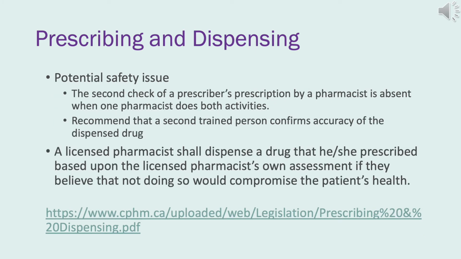It is important to remember that if the same pharmacist who wrote a prescription is now filling and dispensing it, this poses a potential safety issue and possible confirmation bias. It is always recommended that a second trained person confirms the accuracy of the dispensed drug. Nonetheless, a pharmacist still can dispense a drug that they prescribed based upon their own assessment if they believe that not doing so would compromise the patient's health.